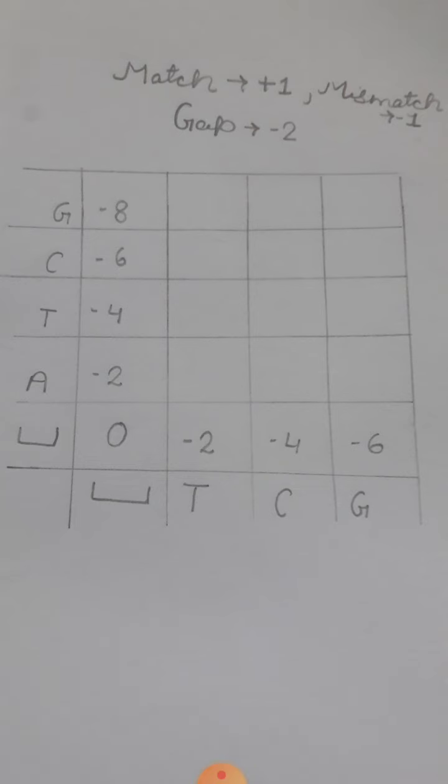Now in the same manner, on this side, after inserting 0, in front of A I write -2, that is the gap value. Then in front of T we write the gap value plus the previous value: -2 plus -2 is -4, then again adding -2 to the previous value gives -6, and then again adding -2 gives -8.